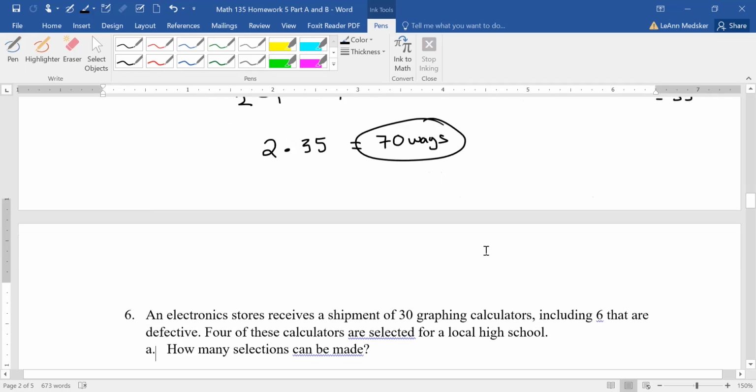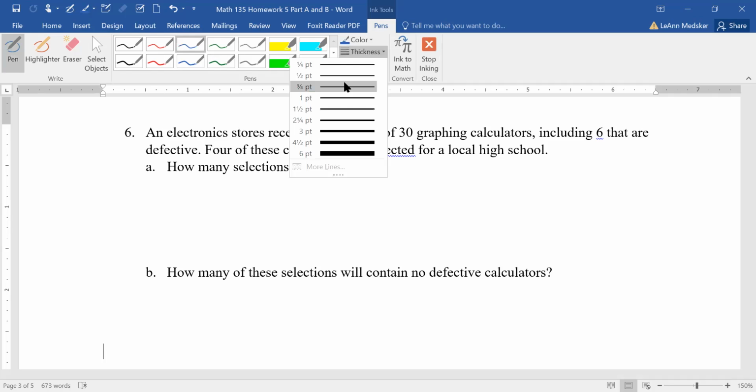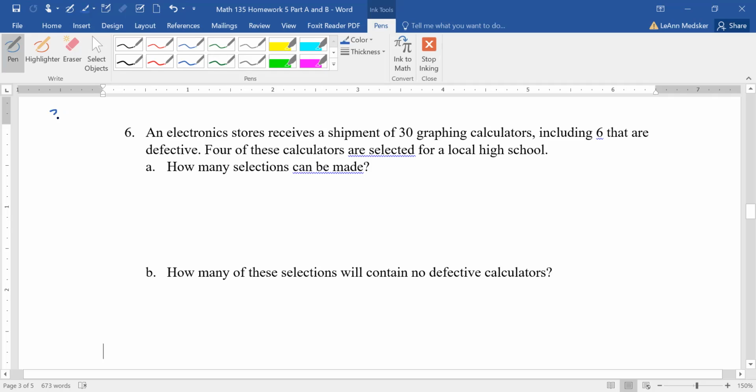Okay. So let's see what we have next. All right, we have an electronics store that receives a shipment of 30 graphing calculators, including 6 that are defective. When I see these kind of quality check problems, and they show up a lot in the probability section as well, the first thing I like to do is go over here and write that I have 30 total graphing calculators, and they're split into essentially 2 subgroups, even though they only told me about the 6. We have 6 we know that are defective. That means in the group of 30, 24 of them are good.